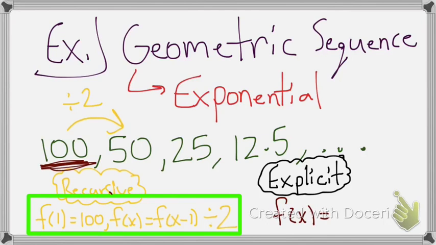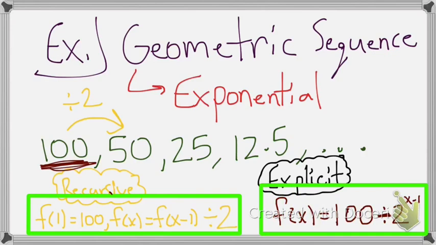Okay, so we're gonna start with 100, and then every time we're going to divide it by 2, and then remember the exponent x minus 1. Because we're going to divide it by 2 one less time than whatever x we're on. That whole thing we talked about last time. And so again, in the explicit equation, the only difference in this one with a dividing one is just the fact that there's a dividing symbol right there.